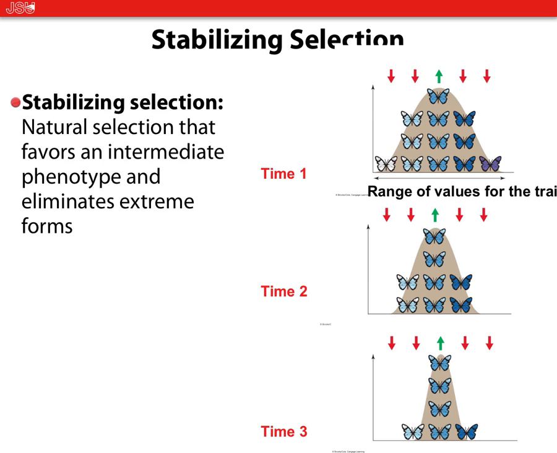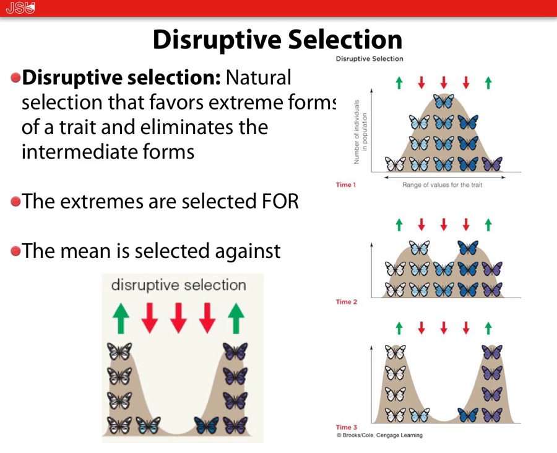And then finally, there is disruptive selection. Disruptive selection is you're favoring the extremes and you're disfavoring the average. So think of disruptive as almost the opposite of stabilizing. And because of disruptive selection, you tend to get two polar extremes in a population.